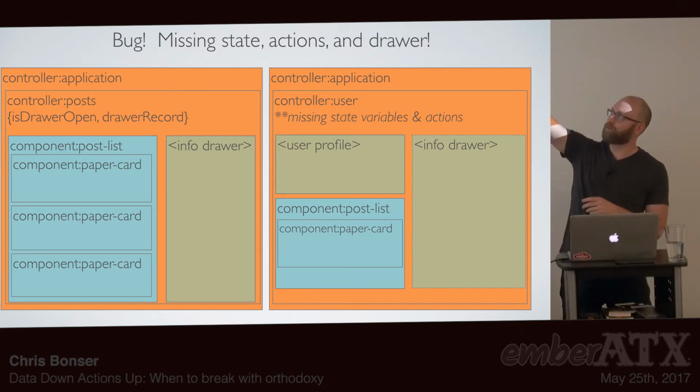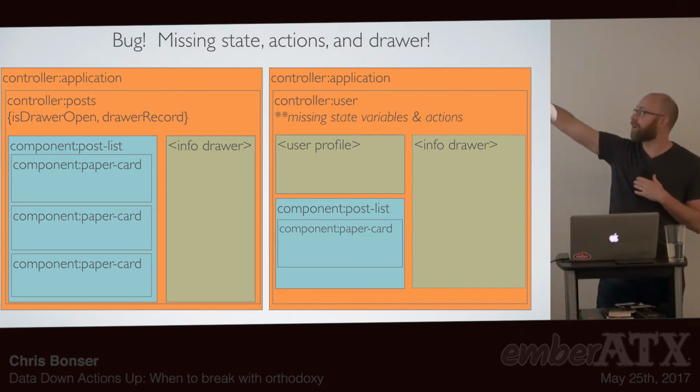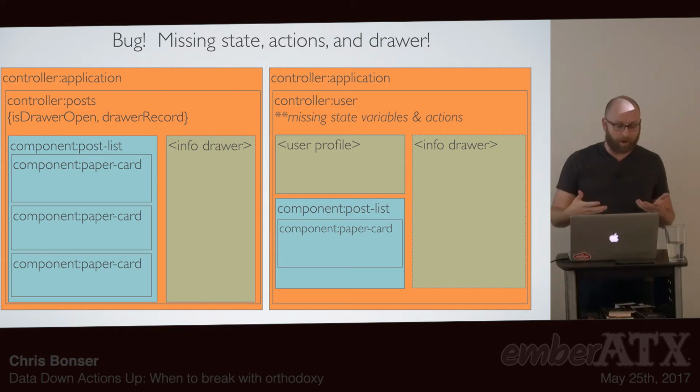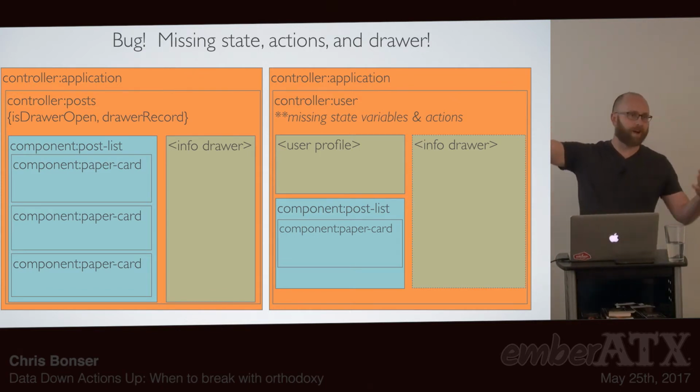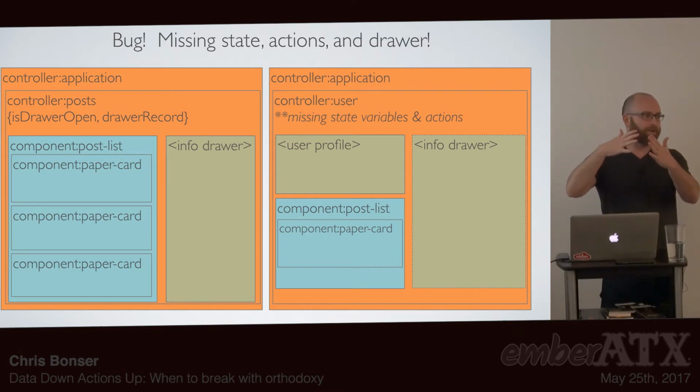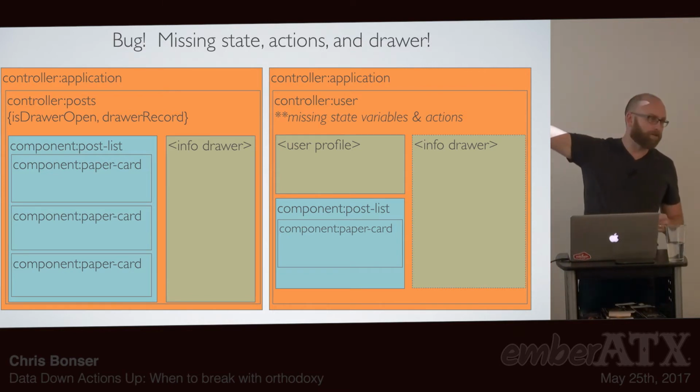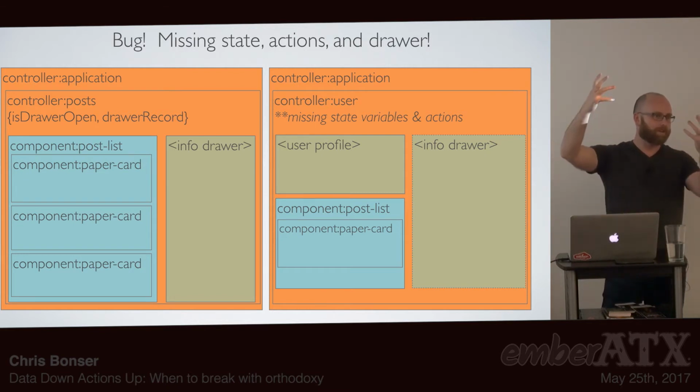So as I said, we're missing the state variables and actions, and we're not even rendering the info drawer. So how do we solve this bug? Any thoughts? Move it to the controller, or the application controller. Yeah, so we just got to find the common point in our application hierarchy between these two routes to put our state and our actions so that this stuff can flow down and action can go up.